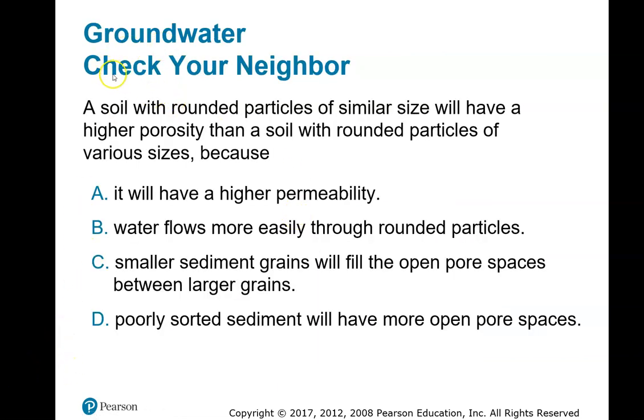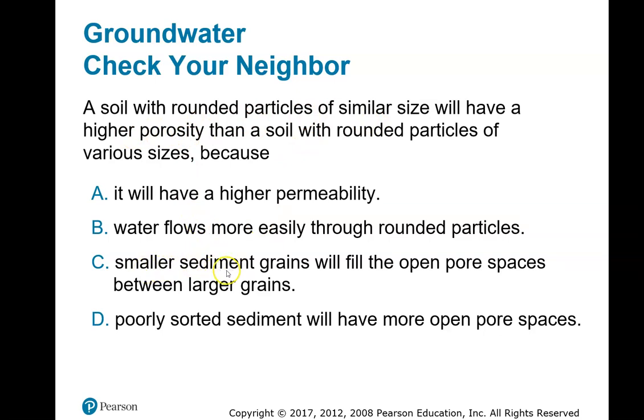Let's read this question. A soil with rounded particles of similar size will have higher porosity than soil with rounded particles of various sizes because... All right, so remember we're thinking about the ability of the soil to hold on to the water. It'll have a higher permeability. No, because that's something different. Water flows more easily through rounded rocks. That might be true, but that doesn't give us that. That's not why it's higher porosity.